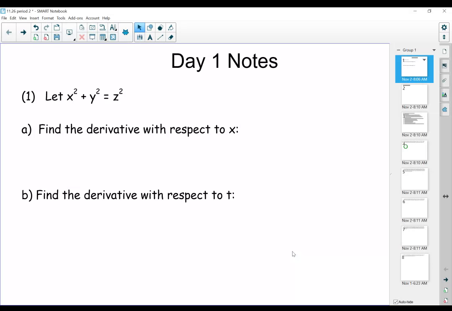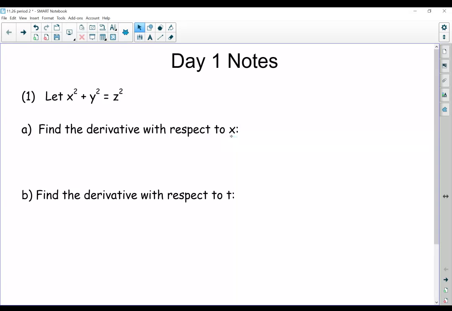Now, when we are talking about how this situation may change, this is when we're talking about the rate or the derivative. Okay, so let's say I wanted to find the derivative with respect to x. Now that's telling me in this situation that x is the independent variable and that y and z are going to be dependent on what x is. In other words, y and z are functions of x, since we're taking a rate with respect to x, which means x is the independent variable and y and z are the dependent variables.